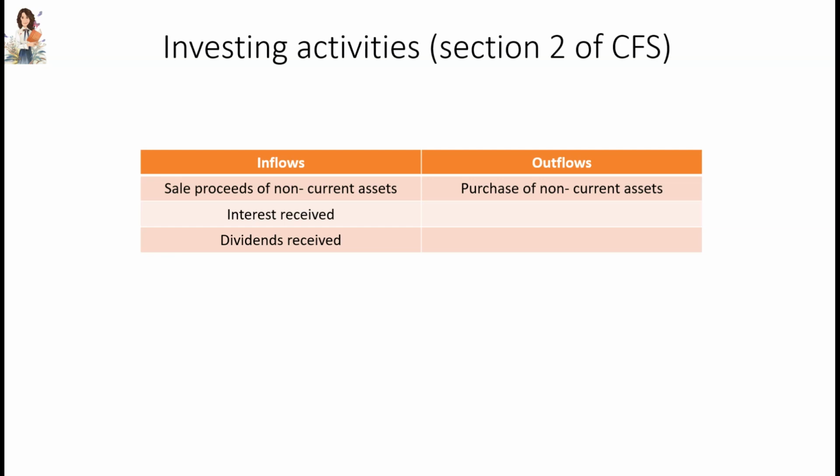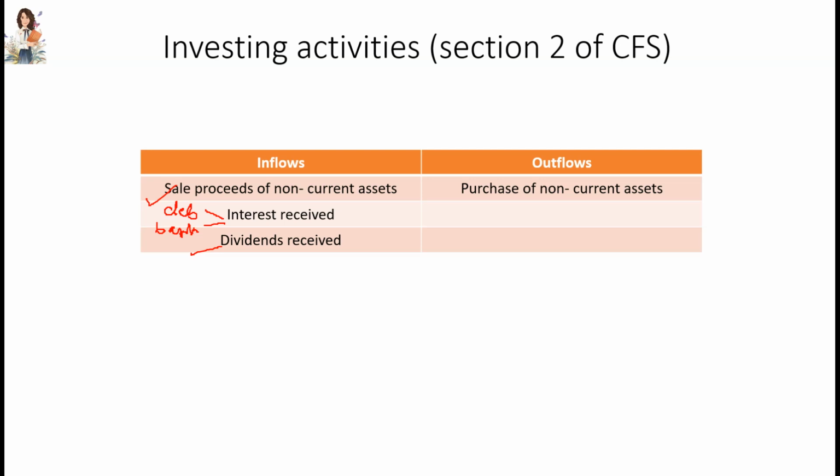Under this category, the inflows would be the sale proceeds of non-current assets. Mind you, not the profit or loss, but the sale proceeds, that is the amount that you have sold the non-current assets for. The interest received by the company either on debentures of another company held by the company or on bank deposits that the company may have made. Also, dividends received by the company from any shares that the company might hold of another company.